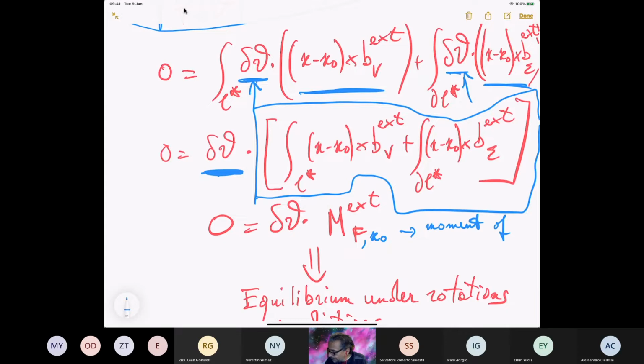of applied forces, okay, of externally applied forces.